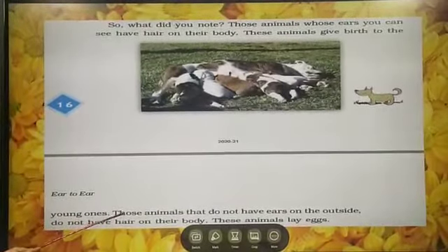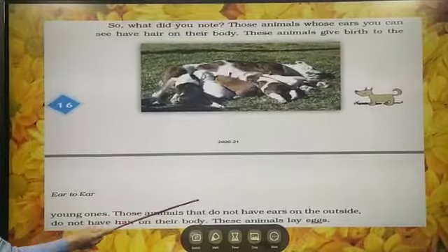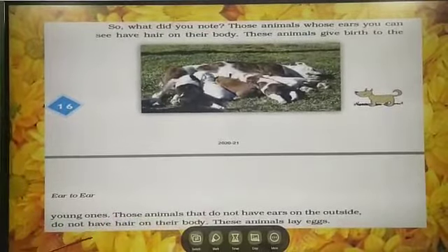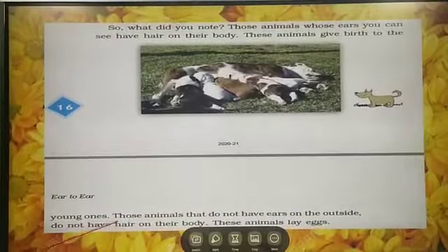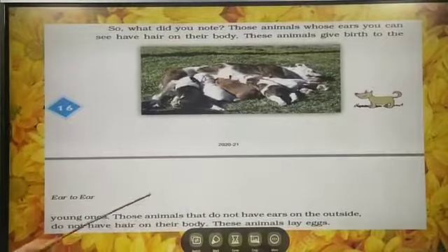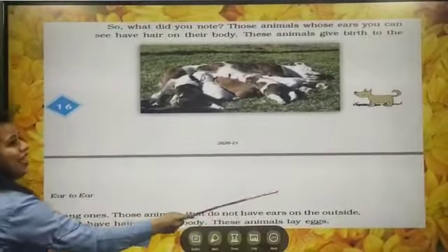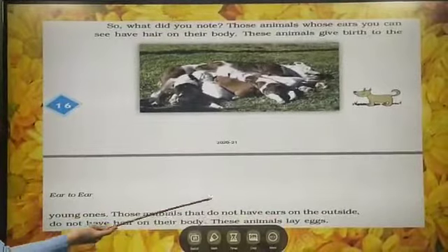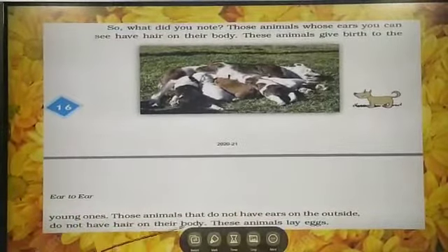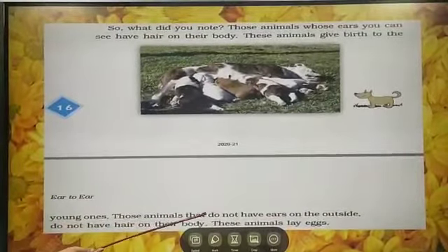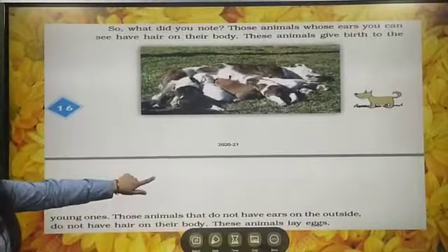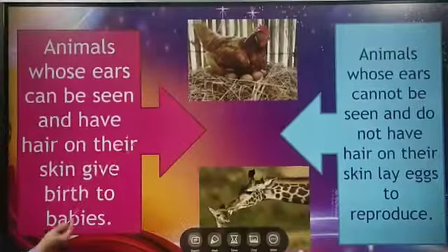Now let's come to those animals whose ears we cannot see and whose hair is not on their body. So these animals always lay eggs, like birds, like lizard, like snake. These are the examples which lay eggs.